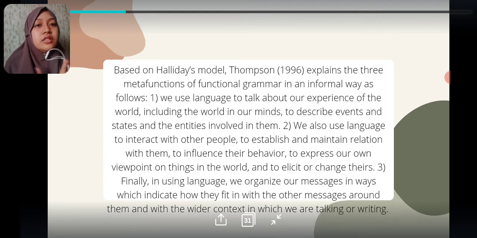Second, we also use language to interact with other people, to establish and maintain relations with them, to influence their behavior, to express our own viewpoint on things in the world, and to elicit or change theirs. Third, finally, in using language, we organize our message in ways which indicate how they fit in with the other messages around them and with the wider context in which we are talking or reading.